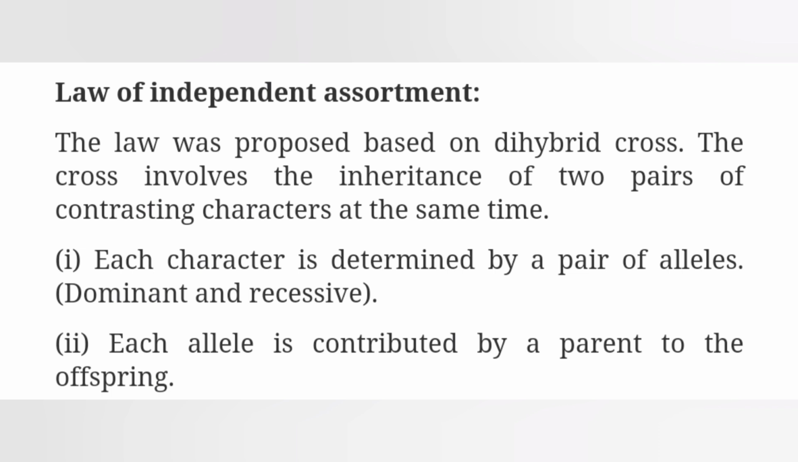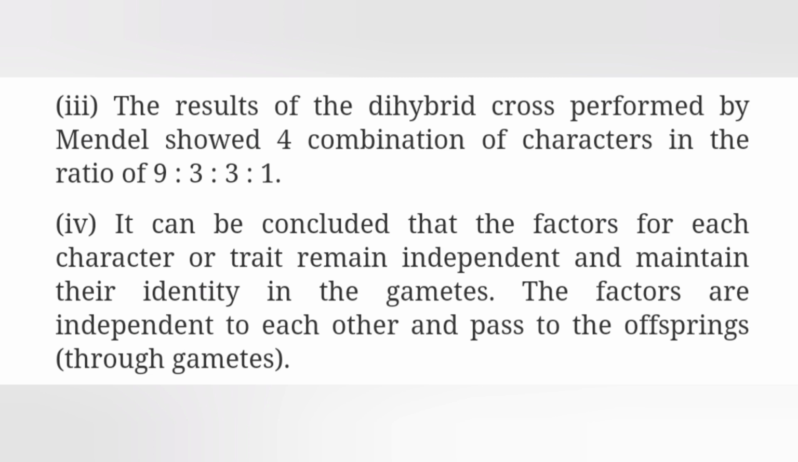First point, each character is determined by a pair of alleles, dominant and recessive. Second point, each allele is contributed by a parent to the offspring. Third point, the result of the dihybrid cross performed by Mendel showed four combinations of characters in the ratio of 9:3:3:1. Fourth point, it can be concluded that the factors for each character or trait remain independent and maintain their identity in the gametes. The factors are independent of each other and pass to the offspring through gametes.